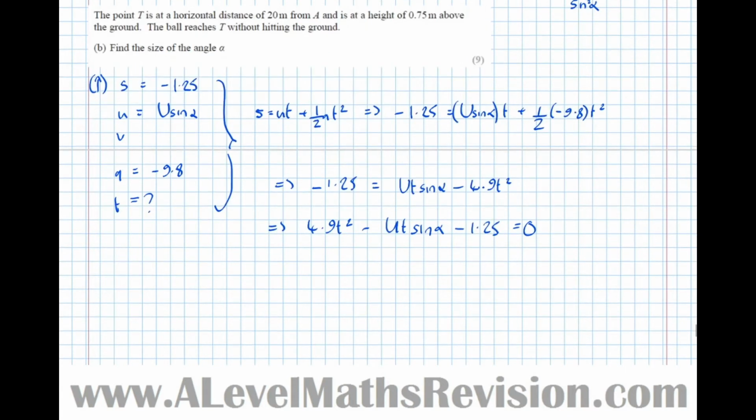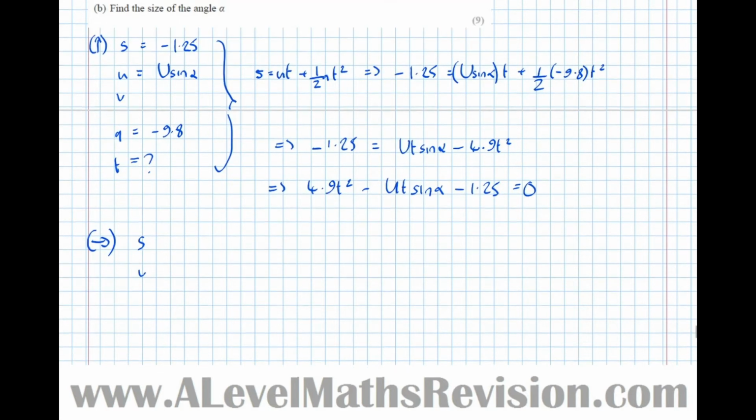Now let's do the same thing horizontally. So horizontally, S U V A T. So we want the displacement at 20 meters. The initial velocity is u cos alpha. The final velocity, well, because the acceleration horizontally is 0, we know it's also u cos alpha, and t we don't know.